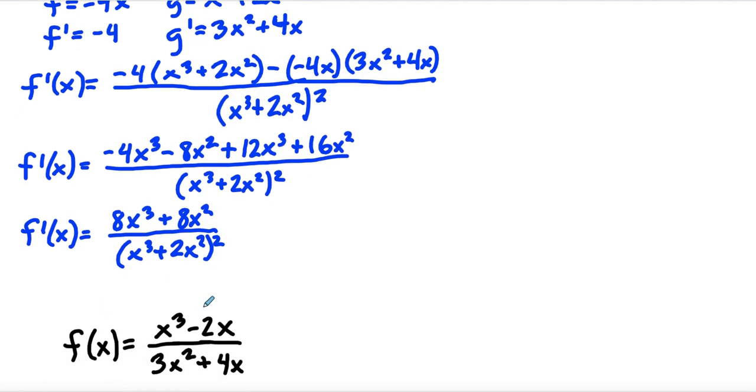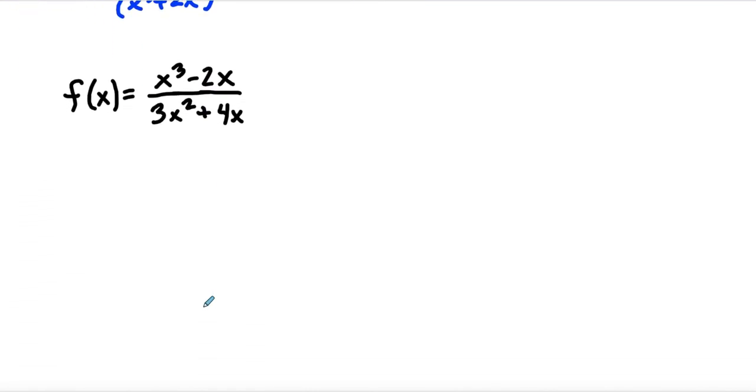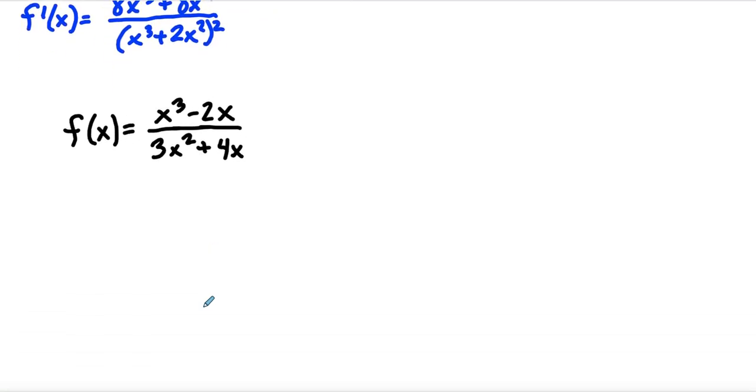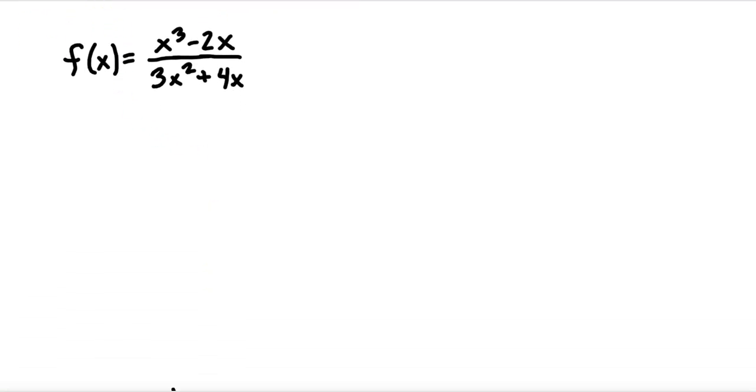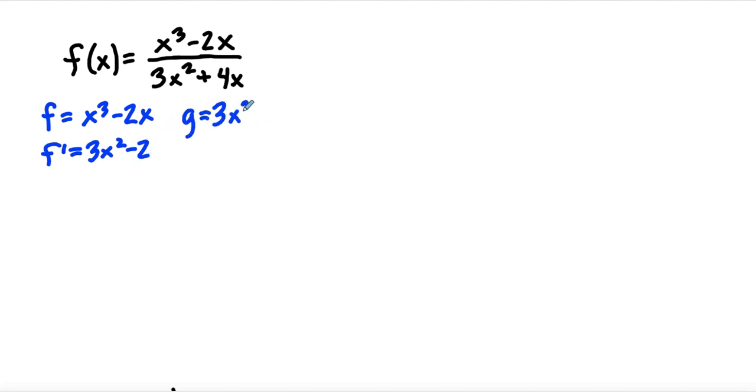All right, let's look at another one here. Let's look at a similar case, but it will be a little bit different. Let's start by making our list here. We're going to have f as x cubed minus 2x. We're going to have f prime be 3x squared minus 2. And then g will be 3x squared plus 4x. So g prime will be 6x plus 4.